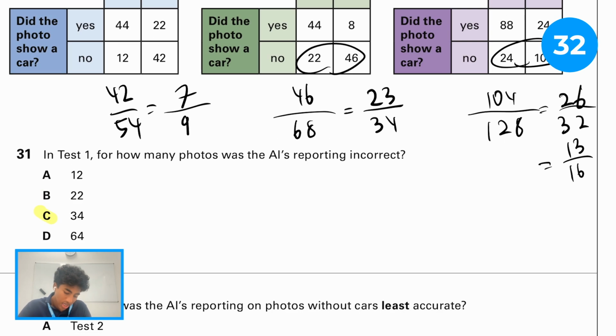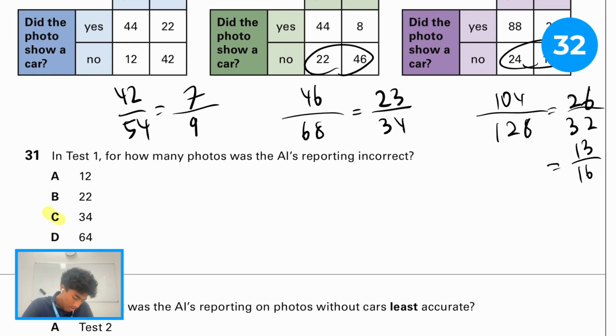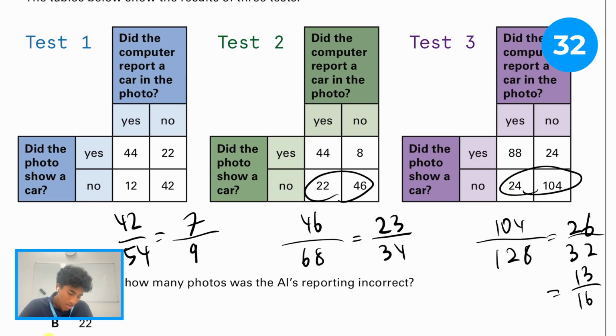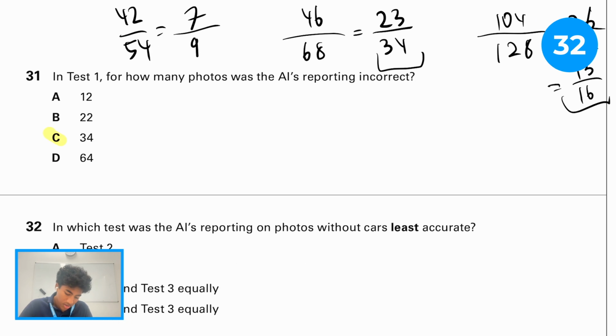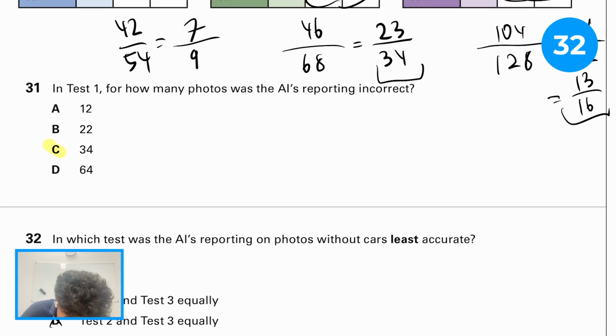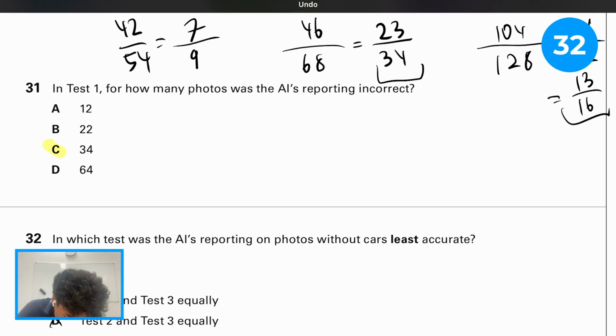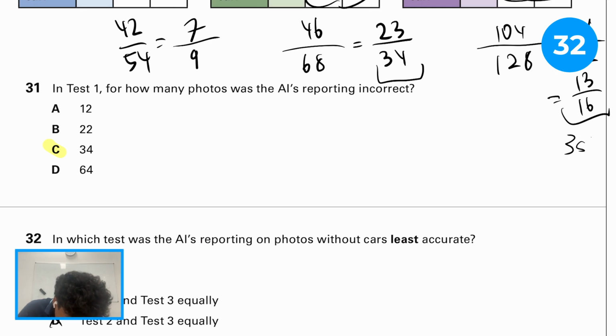Test 2 and test 3, are they equally accurate? No, because 23 over 34 is not the same as 13 over 16. We get rid of this. So now we have to realize which one is smaller, 23 over 34 or 13 over 16. If we think of these as pizzas, right, with 16 slices here and 34 slices here, there are only 3 slices left that aren't included. Here, we have another 11 slices left.